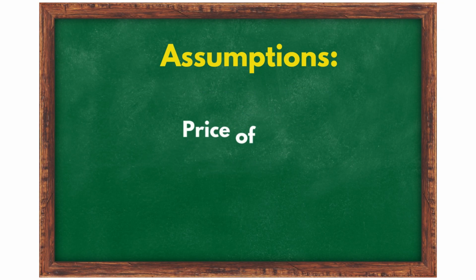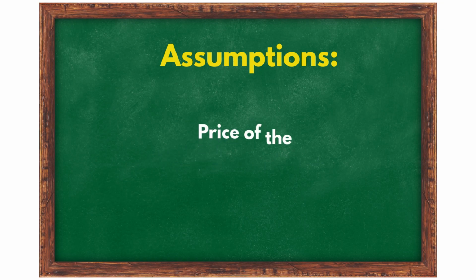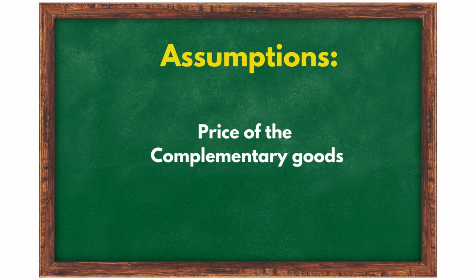The next, price of substitute goods. Here it is assumed that the price of substitute goods remains unchanged. If there is any change in the price, it will directly affect the demand for the commodity. Next, prices of complementary goods. Again, it is assumed that the prices of complementary goods remain unchanged. If there is any rise or fall in the prices, it will directly affect the demand for that commodity.